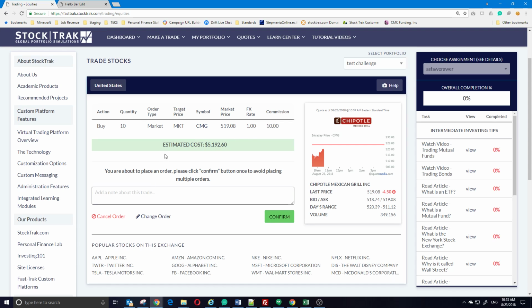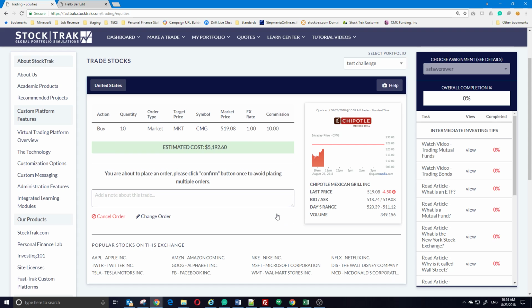You also have the opportunity to take a note with this order. So this is a note of why you think this is a good idea. Explain some of your rationale. Depending on your challenge, the person who created your class or contest might require you to write some notes. Once you have a note written and you have your order placed the way you like it, click Confirm to place the order.